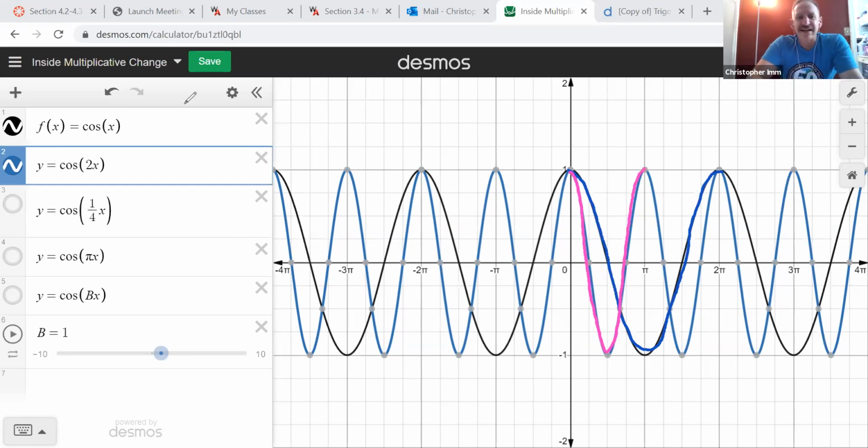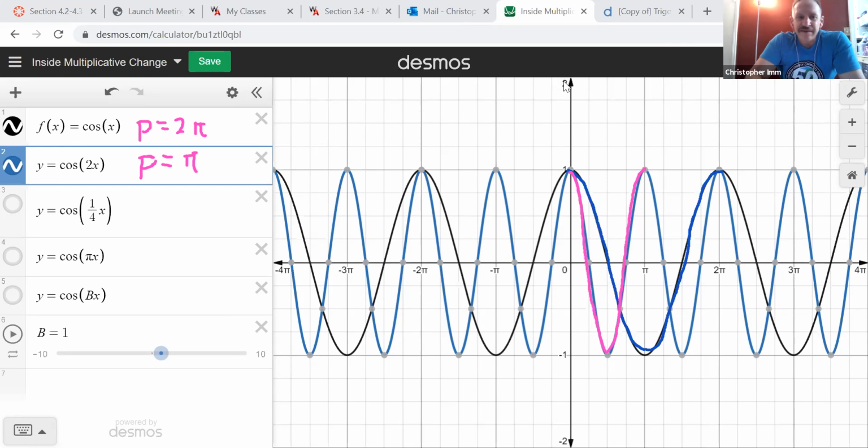So what we see in here is this didn't affect the amplitude at all, but this will affect the period. If our regular period here was 2 pi, when I multiply by 2, that sped up the graph, and our period now is going to be pi. Okay, great.